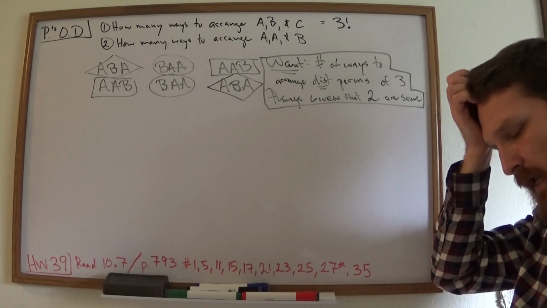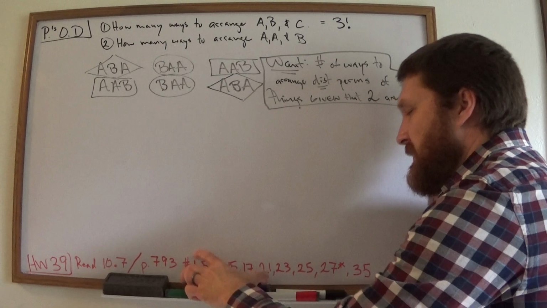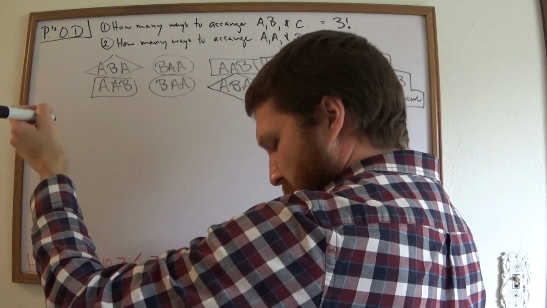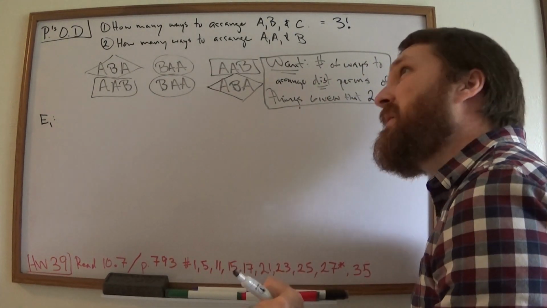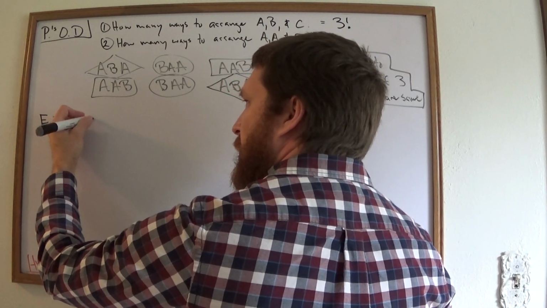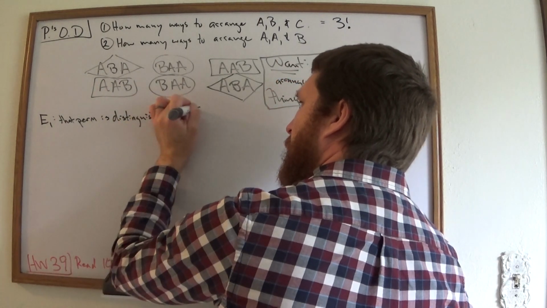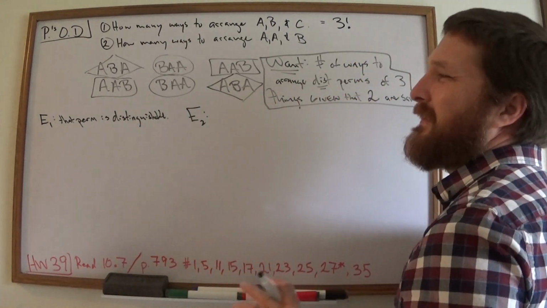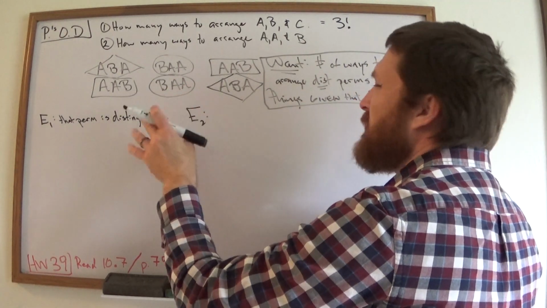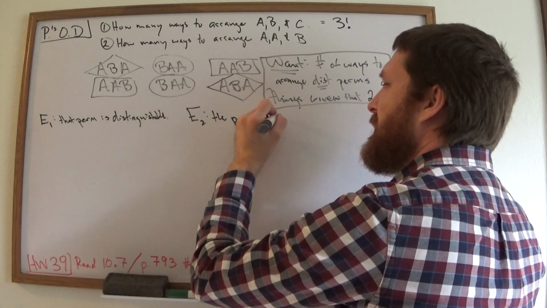So let's use the fundamental counting principle. One way of thinking about this problem is we have 2 events. Event 1 is that you have a permutation, and that permutation is distinguishable. Event 2 is that the permutation is non-distinguishable. This is where this kind of breaks down, but you'll see what I'm about to do, and it'll make sense. We really don't need to write this stuff down.